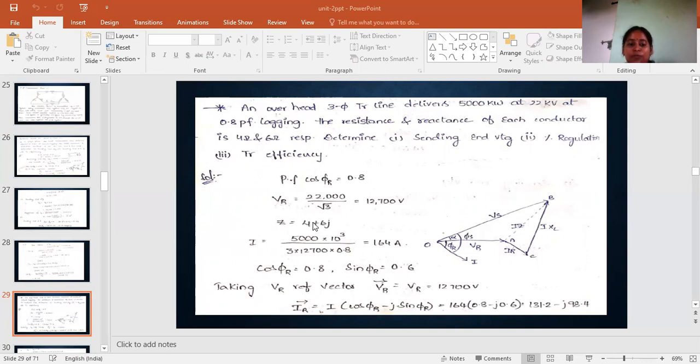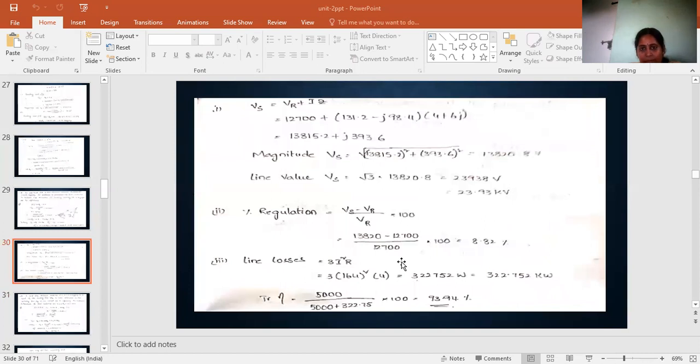Okay, and we know Z equal to R plus JXL. So R equal to 4 and the XL value is 6. For finding the line current, I equal to PR by PR. PR is 5000 kilowatts, that's 5000 into 10 cube. By the formula for the three phase supply, P equal to 3 VI cos phi. So in the place of 3 V is 12,700, into cos phi, and the cos phi value is 0.8. Substitute the values and we can get the line current value.